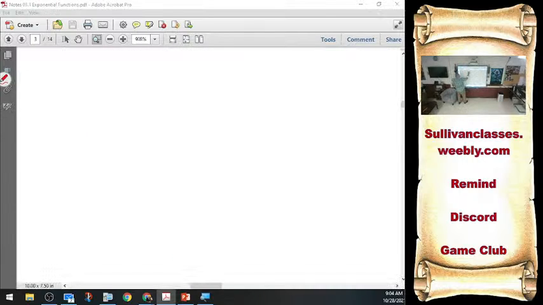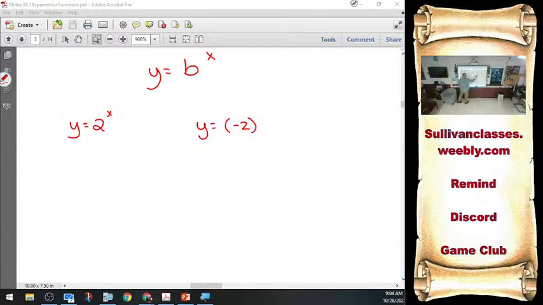We have y equals b to the x. Every time I change b, every time I change the base, it's a new parent function. So you have to understand that y equals 2 to the x versus y equals negative 2 to the x, those are actually different families. Every time you change the base, it's a new function family. Now, could I write something like this maybe in a different form? Yeah, but you got to be careful about it. Every time you have a new base, new function family.